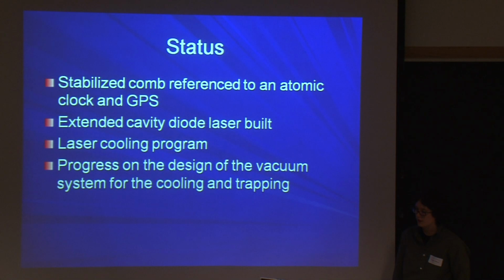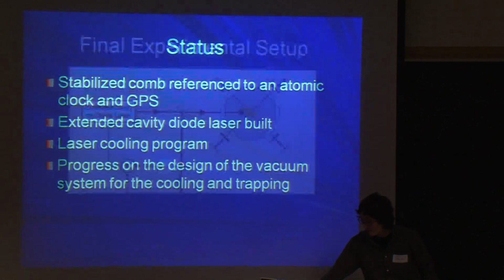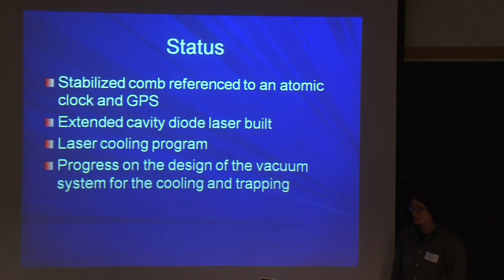So our current status is that we've stabilized the comb reference to an atomic clock and GPS. Right now we have an absolute accuracy of the comb of 10 to the minus 12. And we've built the extended cavity diode laser. We've made a laser cooling program, so we can see what happens when we cool the atoms. We've made progress on the design of the vacuum system for the cooling and trapping, that part right there. And once we get the entire experiment set up, we hope to get 5 kilohertz accuracy, which is a factor of 200 better than the current discrepancies in the measurements.